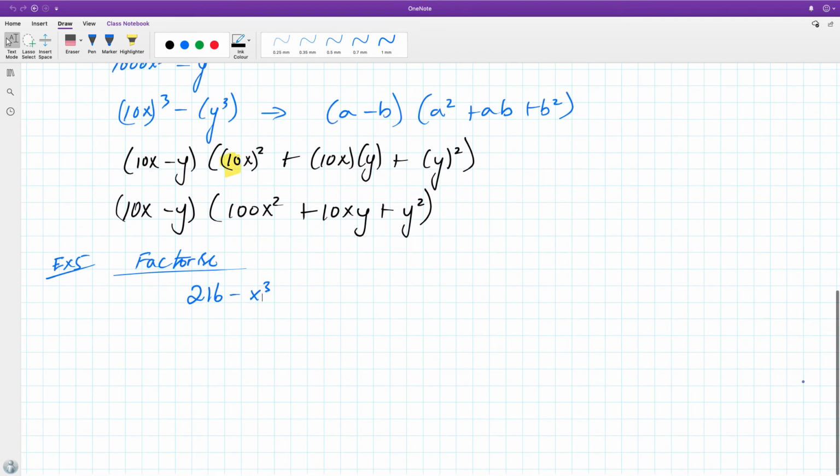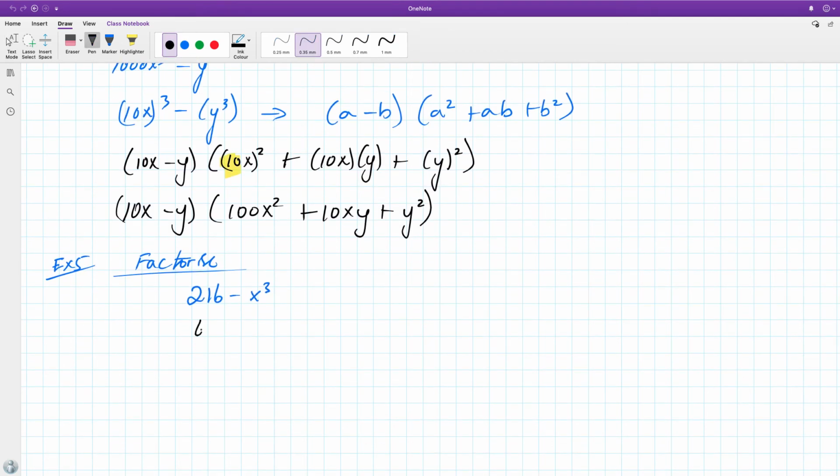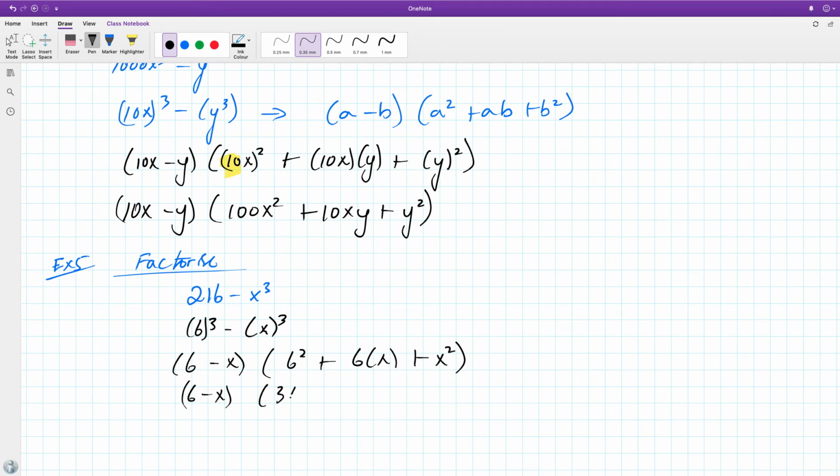Right, let's have a quick look at it then. So, that becomes 6 cubed minus x cubed. That is 6 minus x times 6 squared plus 6 times x plus x squared. That's 6 minus x times 36 plus 6x plus x squared.